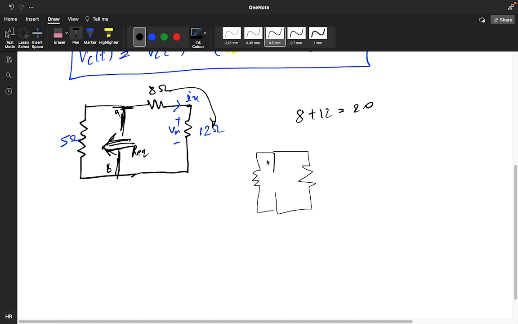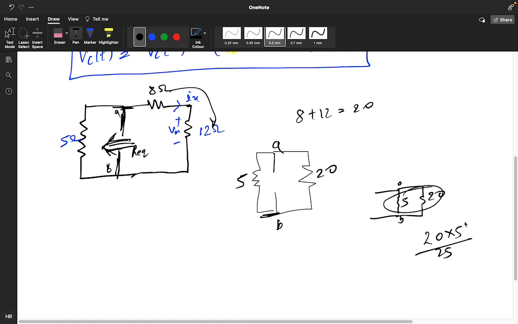So what do you say, is it parallel or series? This is 5, this is 20, this is my A terminal, this is my B terminal. One is connected from A to B terminal and another is also connected from A to B terminal. So both are in parallel. So we'll get 20 into 5 divided by 25, so 5 into 5, 4. So the R equivalent value is 4.